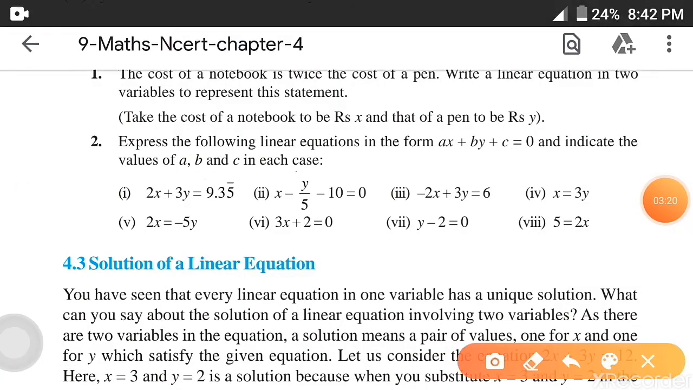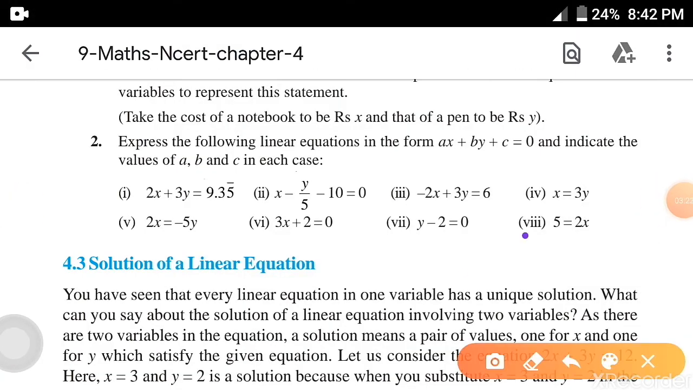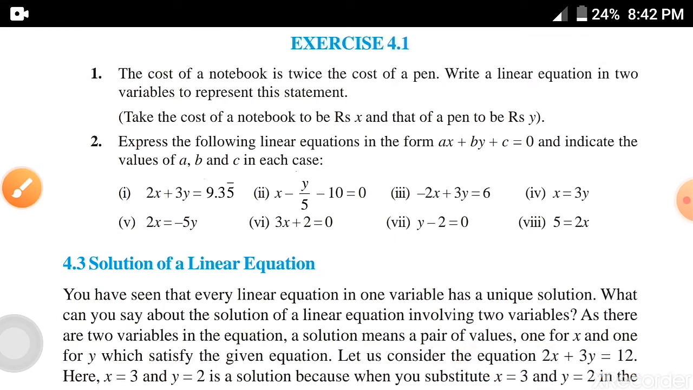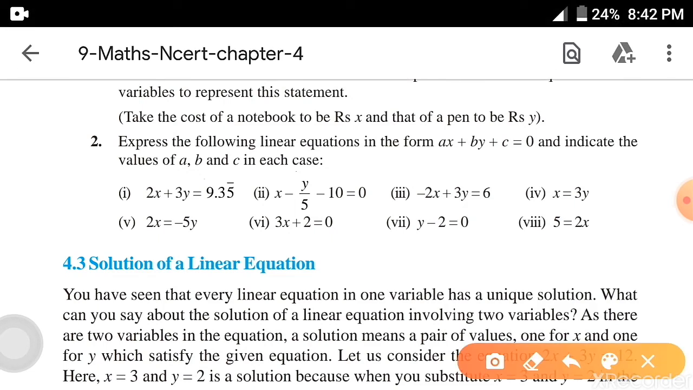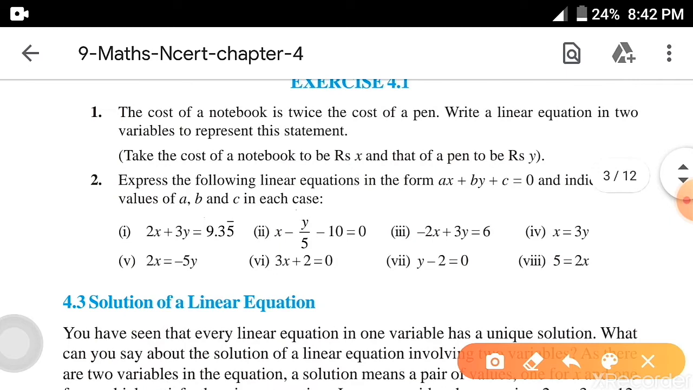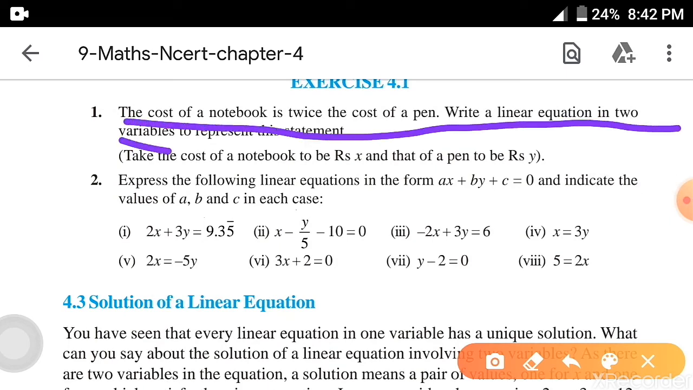Now exercise 4.1, question number 1. See that in question number 1, what is the question? I'm going to read the question. The question is: the cost of a notebook is twice the cost of a pen. Write a linear equation in two variables to represent this statement.